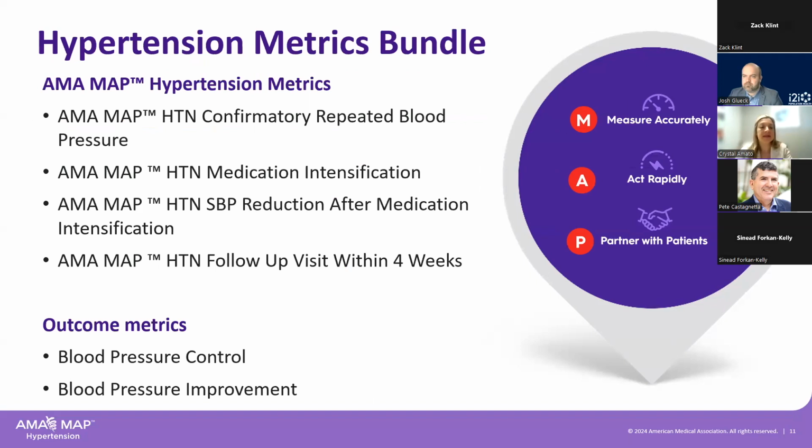These metrics consist of the AMA MAP hypertension process metrics, which, as mentioned, track to each component of the program. And then additionally, there are outcome metrics that you're already well accustomed to. And we'll take some time later on to get into the specifics of these metrics and how they relate to the program. Next slide.